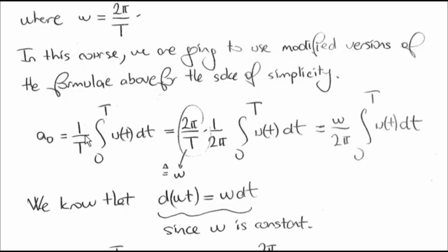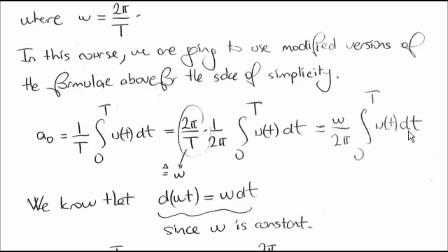If I write this coefficient like this, then I have the same integral here. I multiply the integral with 2 pi and divide the integral with 2 pi. As soon as I do this, I get here 2 pi over T, which is going to be my frequency, and I will have a 1 over 2 pi coefficient here. So I can therefore write this formula as omega over 2 pi times the integral that we started with.